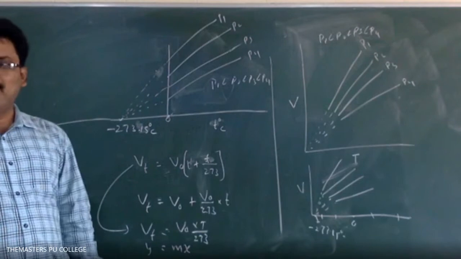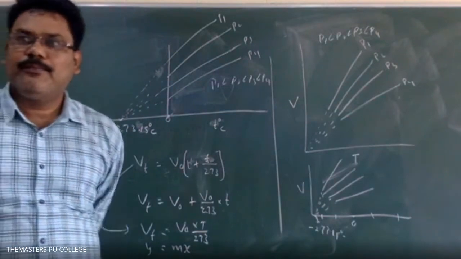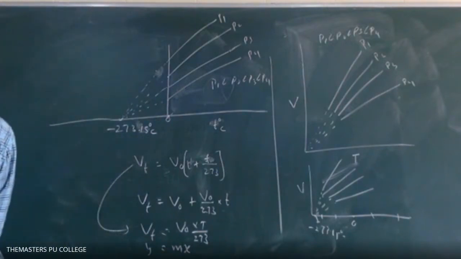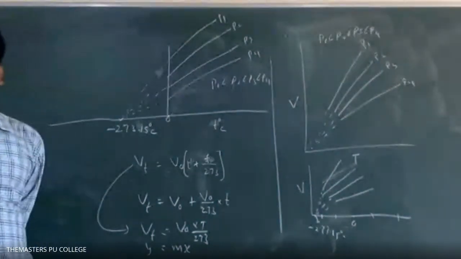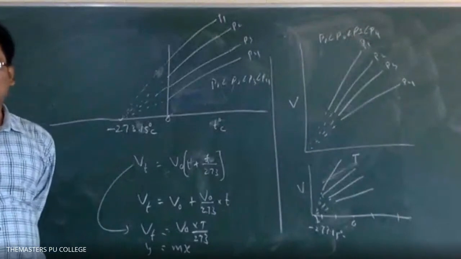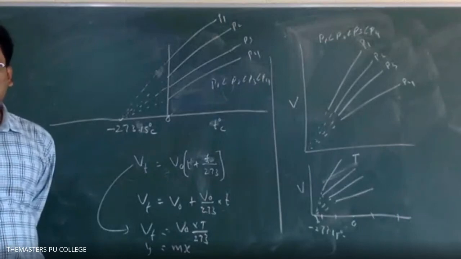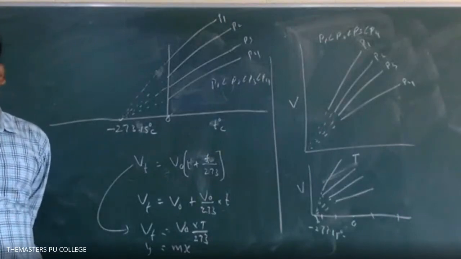Sir, among gases like hydrogen, helium, and nitrogen, which will come closest to the ideal gases? Closest to the ideal gas, under certain temperature conditions, that is low pressure. At low pressure and high temperature, the real gases can behave as an ideal gas.